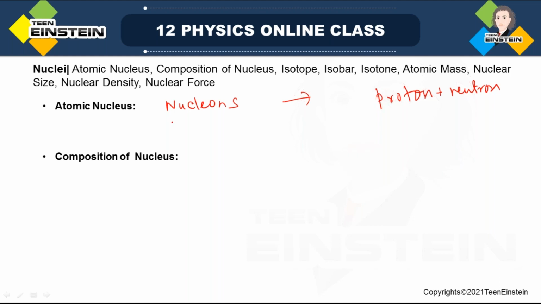So what is a nucleon? One of the constituents, either a proton or a neutron. That is called a nucleon, and nucleons in the plural means both proton and neutron together are called nucleons.